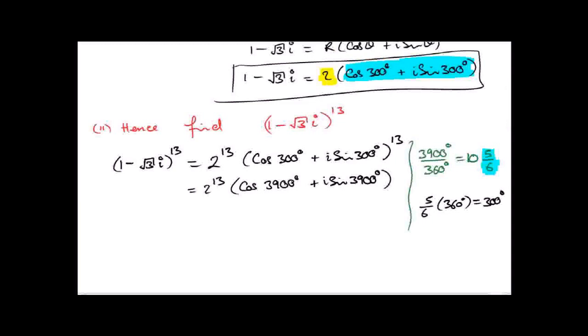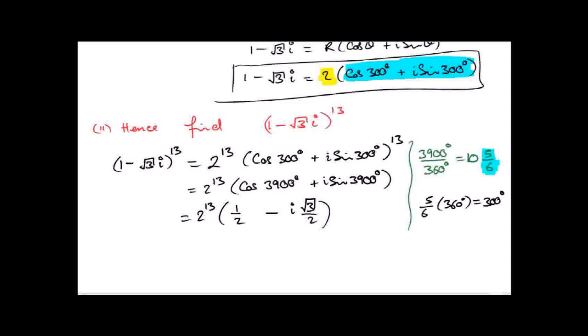So in other words, the cos of 3,900 is the same as the cos of 300. The sine of 3,900 is the same as the sine of 300. We're just making it more realistic. Okay? So, with that in mind, that's going to be 2 to the power of 13. What's the cos of 300? It's a half. Sine of 300? Minus root 3 over 2. So the cos of 300 is a half. The sine of 300 is minus root 3 over 2. Remember, we are in the fourth quadrant where cos is positive and sine is negative.